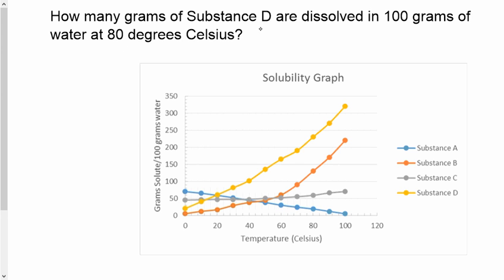So I look at substance D at 80 degrees. So I go over here, 80 degrees, I'm going to go up here. Okay, and substance D is this part of the graph here, according to the key. So I go there and I read across. It looks like it's about 240 grams. Now again, you might disagree a little bit with me, but that's okay. All right, let's try the next one.